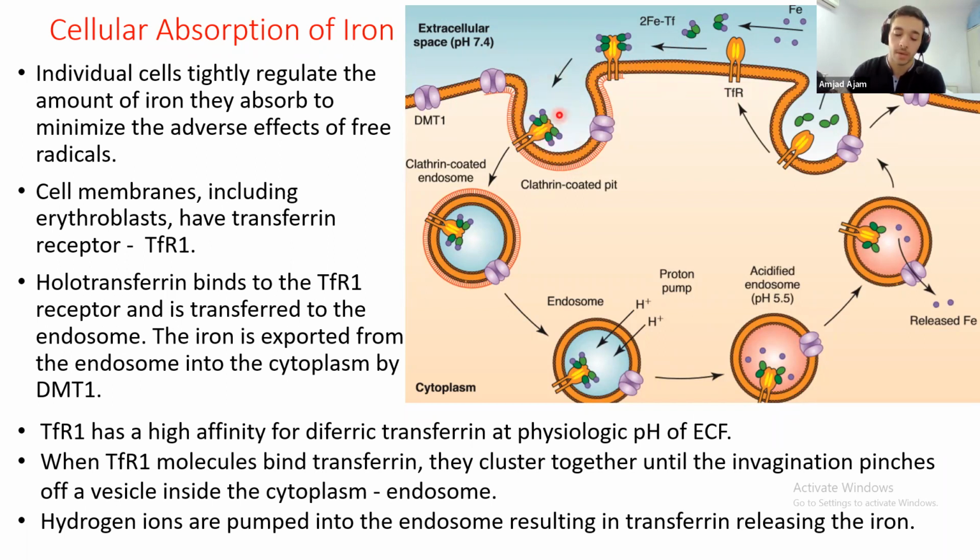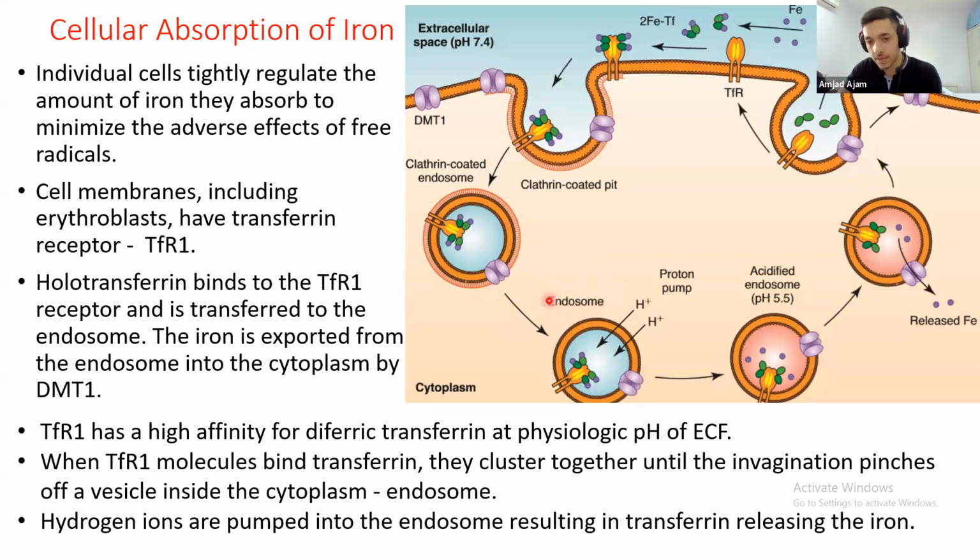And then it will mediate receptor-mediated endocytosis. So this holotransferrin will bind to the receptor. Now we have an endocytosis in which this will pinch off from the plasma membrane. It will enter the cell, forming an endosome.